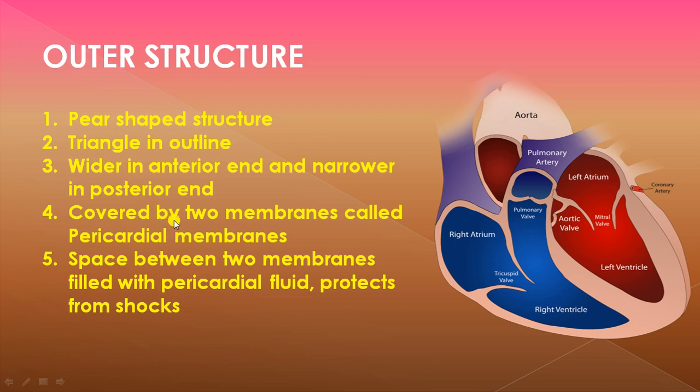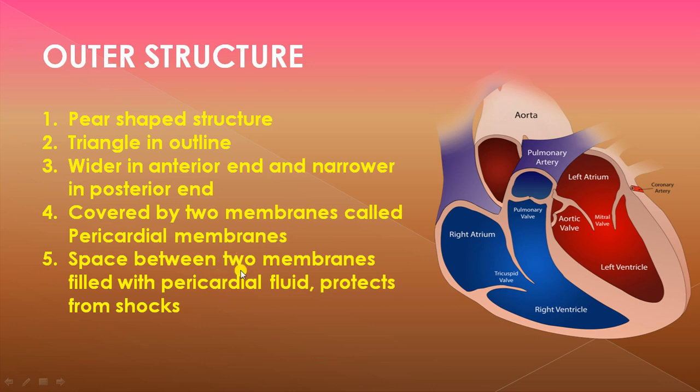Then it is covered by two membranes called pericardial membranes. Two layers of membranes are present on the outermost layer of the heart, covering the heart. Those membranes are known as pericardial membranes. Peri means outside, cardial means heart. So outside the heart the two membranes are present, known as pericardial membranes.